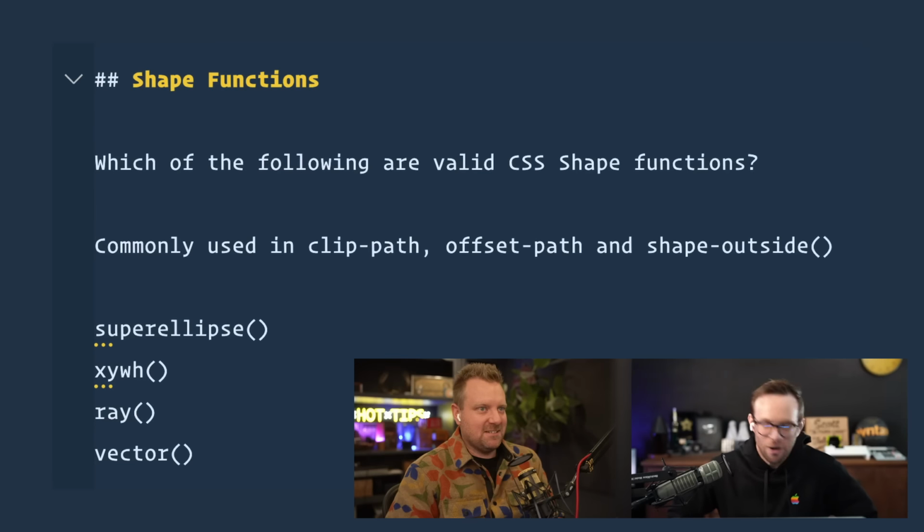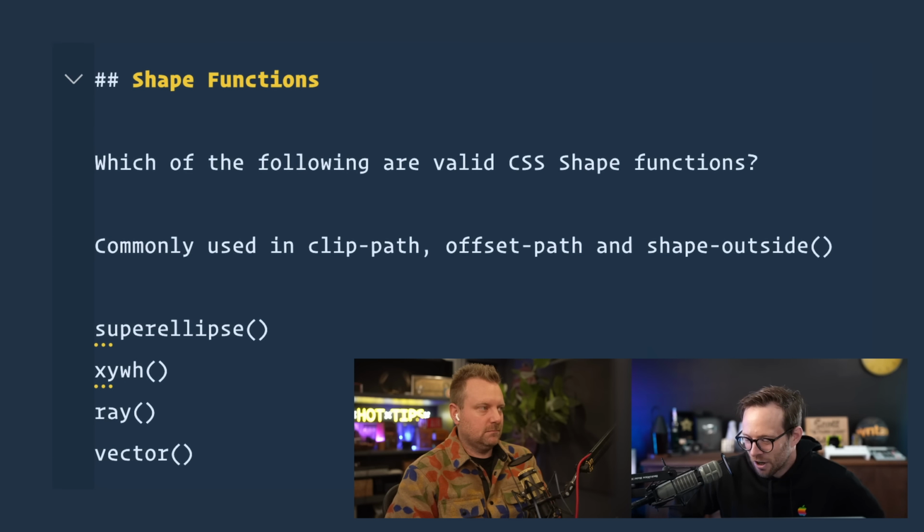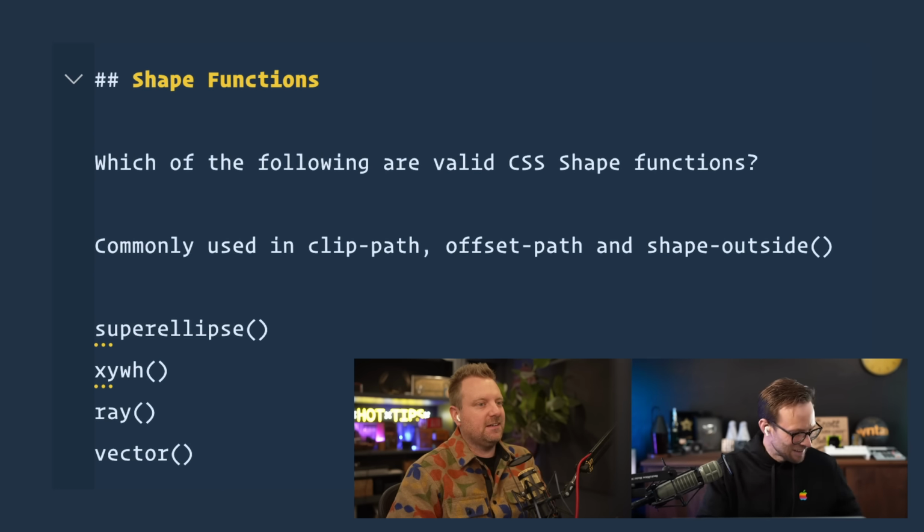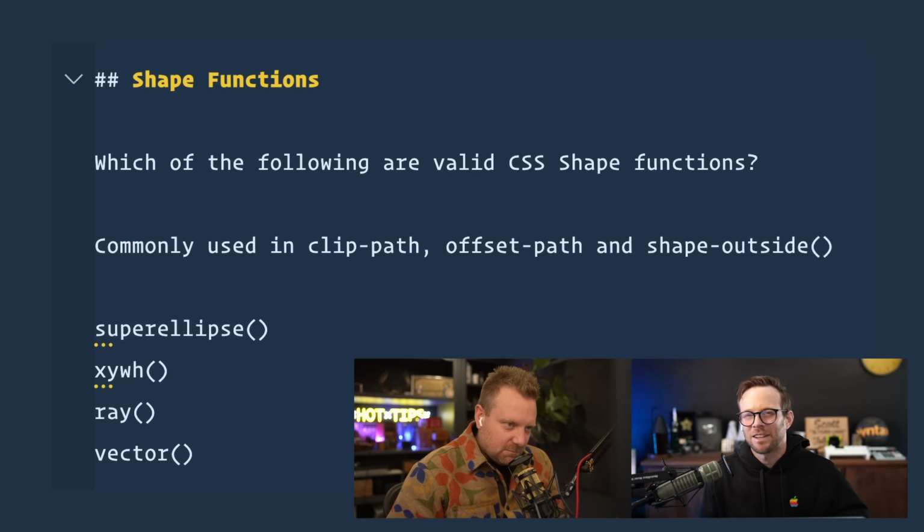You're going to tell me how many of them are valid, or I just have to know? Okay, so I know xywh and ray are both valid. So those are your little slip-up ones. Oh, man. Shoot. xywh and ray are valid. And then super ellipse, I'm going to say no. And then what was the other one? Vector. I'm going to say no as well. All right, so you're saying only xywh and ray are valid, and super ellipse and vector are incorrect. Yes, I'm not confident, though.